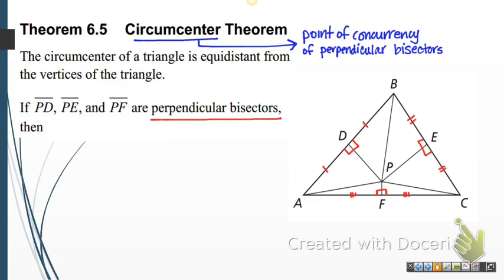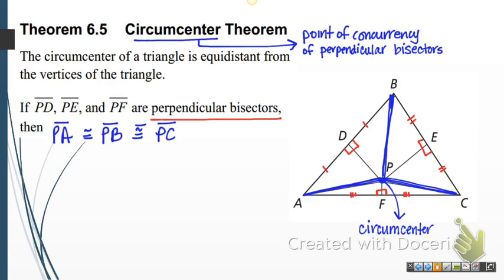So PD, PE, and PF are all perpendicular bisectors. The place where PD, PE, and PF all intersect each other is their point of concurrency, or the circumcenter. And the circumcenter has one notable property, and that is that the circumcenter is equidistant from all the vertices of the triangle.